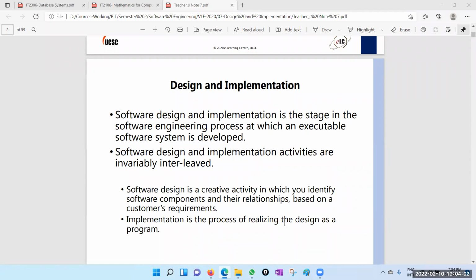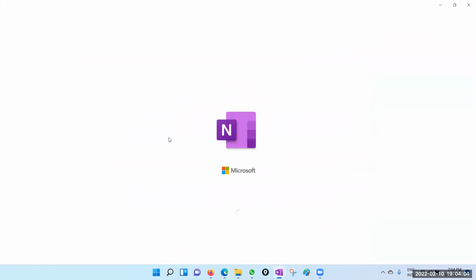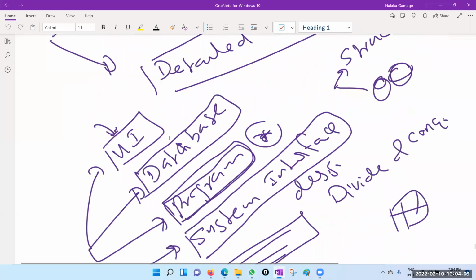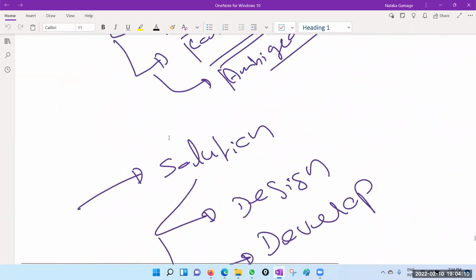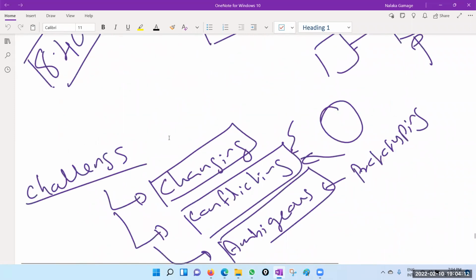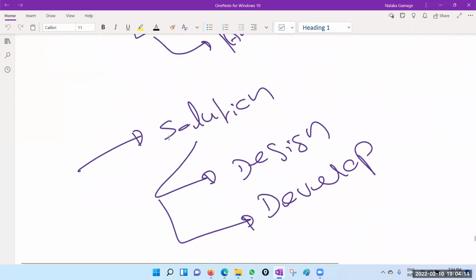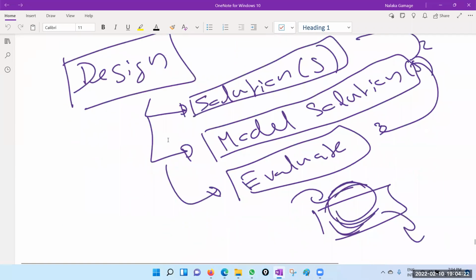And we discussed that designing involves the high level design and, this is your note, I think. Okay, right. So the high level design and the low level design. And the high level design is the architecture, and then the detailed design. And when we are designing, we have to come up with the solutions, model the solutions, evaluate and pick the best solution. So then only we develop that.